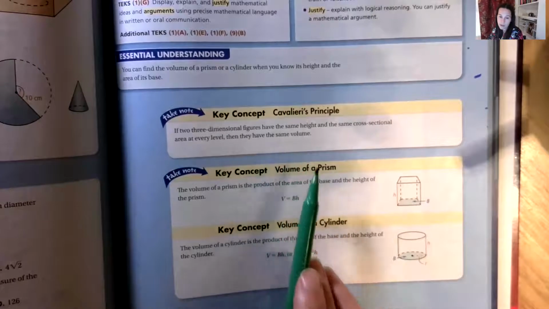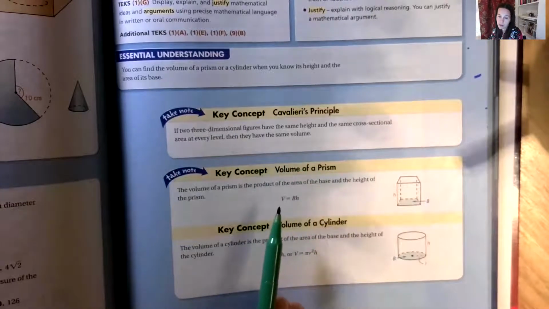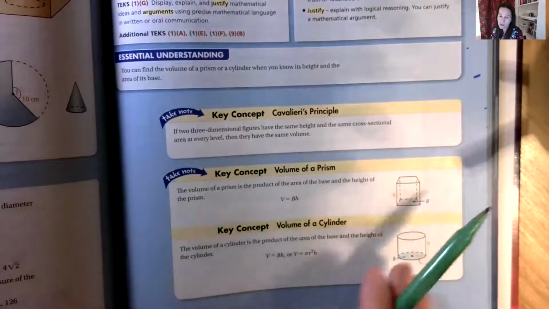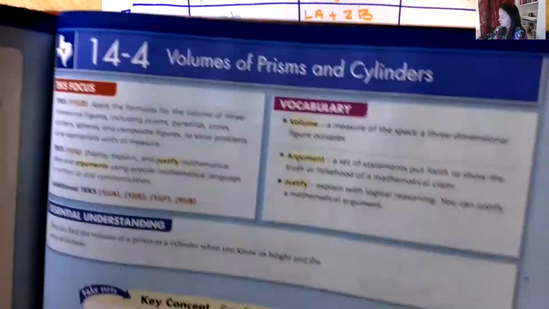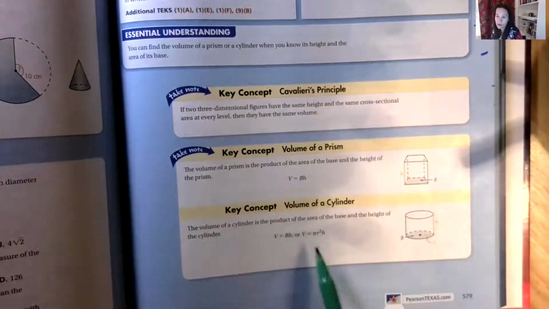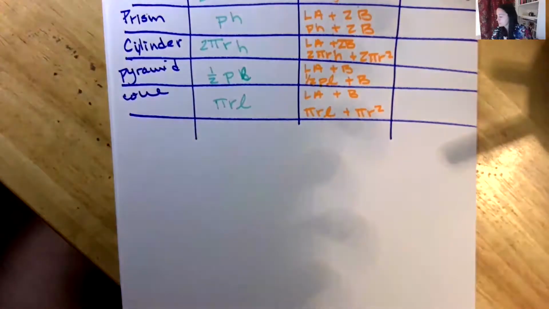So from that, we can derive a formula for the volume of a prism, which is volume equals the area of the base times the height of that prism. Because if you take that base all the way up, the area of it times the height is going to give you the volume. The volume of a cylinder is similar to that of a prism, only we know the area of the base of a cylinder is a circle. So we have pi r squared h. So let's add that to our formula charts.